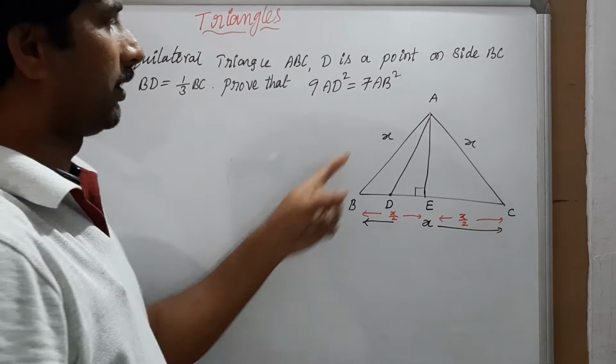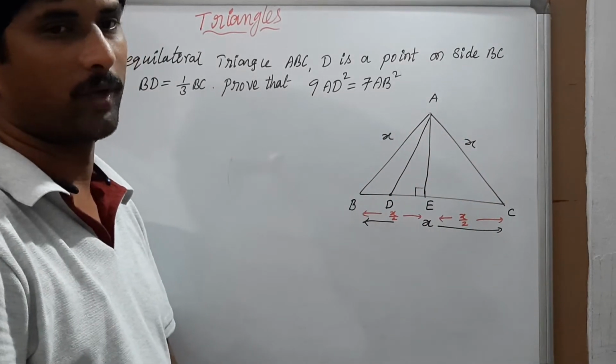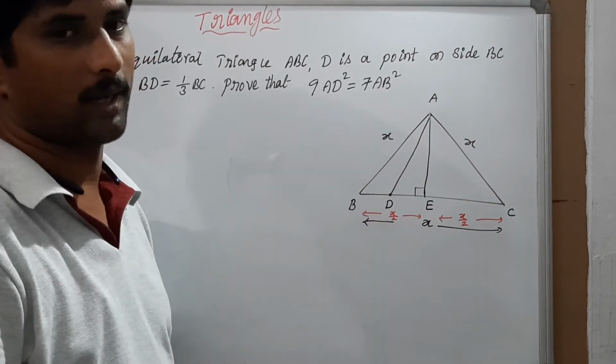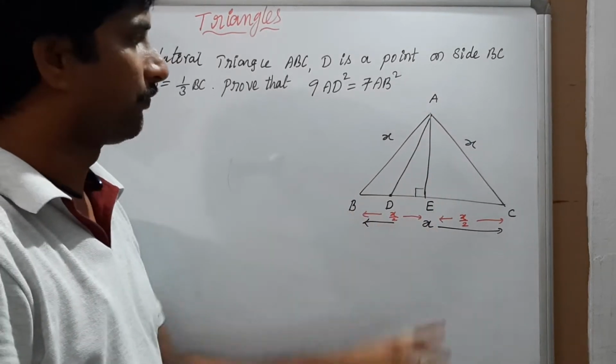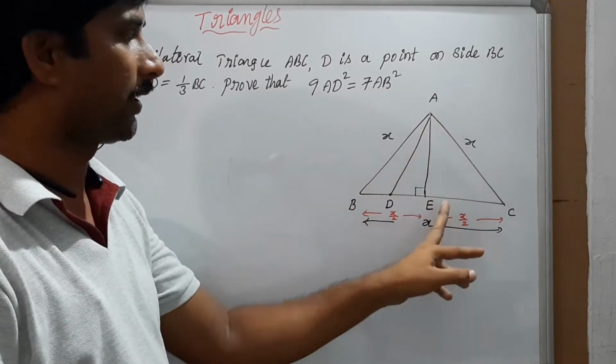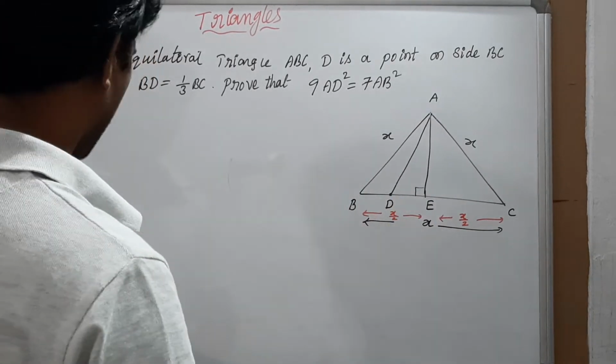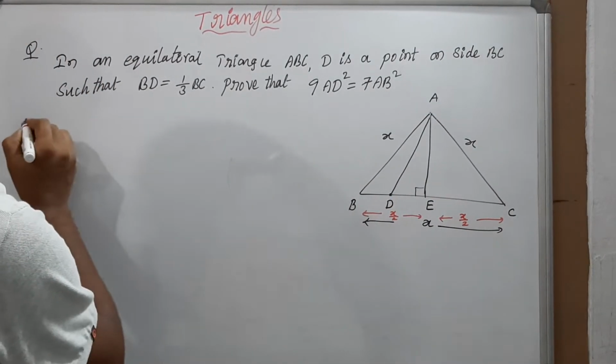Now in this triangle ABC, we have some right angle triangles. I'm going to consider triangle AEB and one more right angle triangle AED. Now solution.